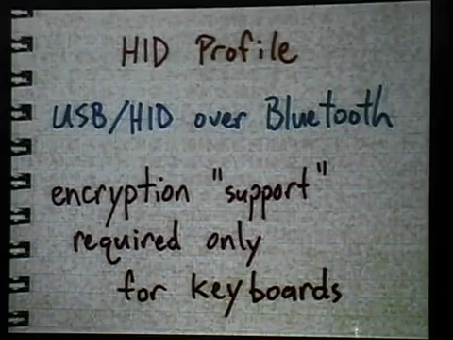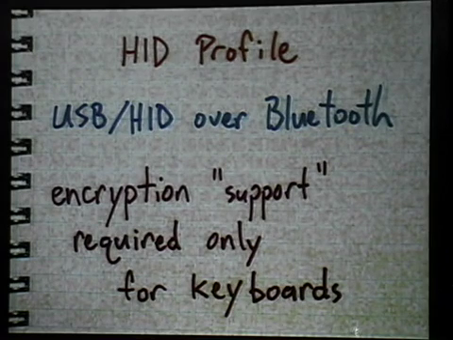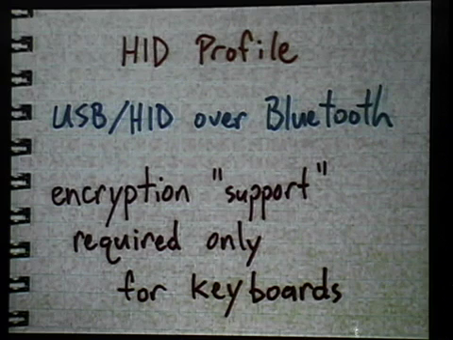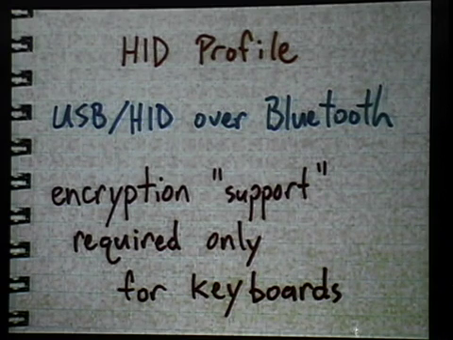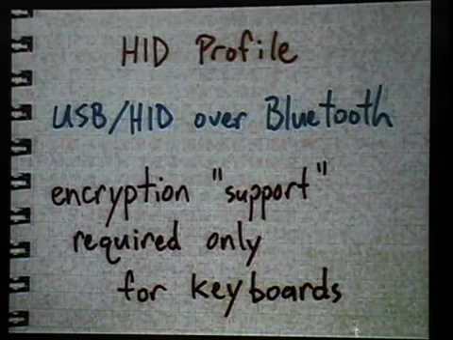The Bluetooth HID profile is basically pretty short. It's only about a 100-page specification compared to about 2,000 for the core specification for Bluetooth. And basically it says what we do is we take USB HID and run it over Bluetooth. So the USB guys have figured out this human interface device stuff. We're just going to take their protocol and run it on top of Bluetooth.